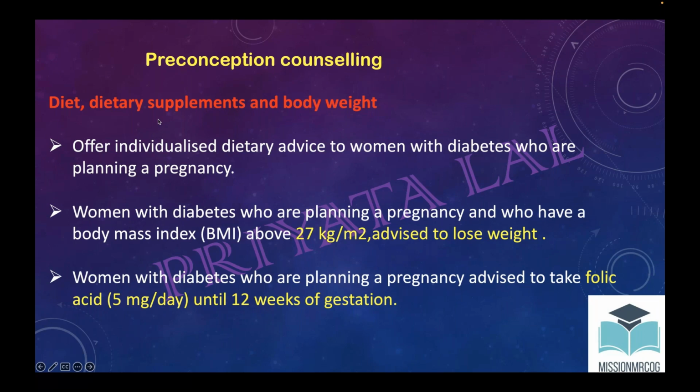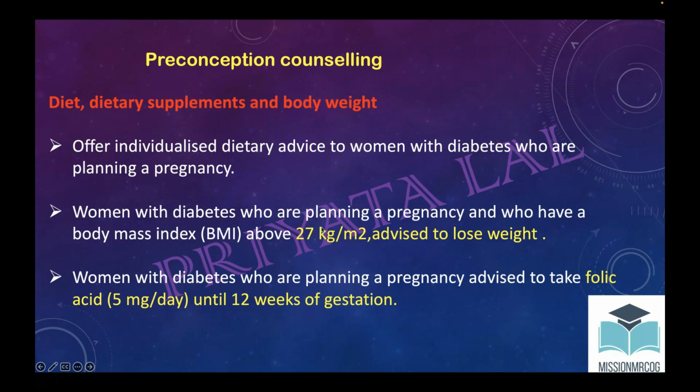So according to the NICE guideline, there has to be dietary advice that is individualized, that we already know. But when a woman with diabetes is planning for pregnancy, the BMI should not be more than 27. So if you find in your Part 3 exam or Part 2 exam, anywhere they are dealing with planning for pregnancy, you have to look at the BMI. If the BMI given in the question is more than 27, you have to advise them to lose weight.